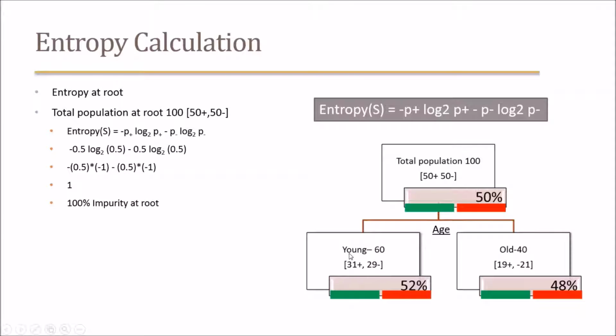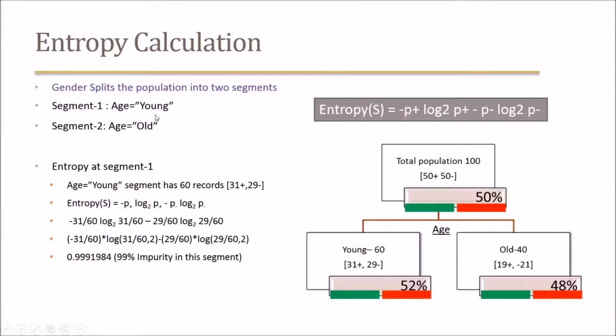Now let us calculate entropy for this particular segment young, which has 60 elements. So segment 1, age equal to young, has 60 records. Out of them 31 are positive, 29 are negative. So the positive ratio is 31 by 60, negative ratio is 29 by 60. So when you calculate entropy, you will get the actual value of entropy as 0.999181984, which is like almost 99% impurity in this segment, which is understandable because this segment didn't really give us any additional information. Out of 50-50, we got nearly 50-50 positive negative only.